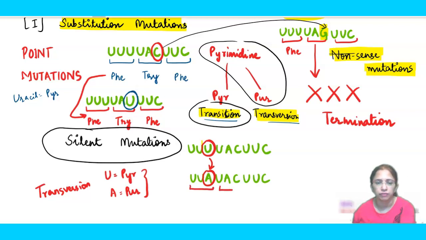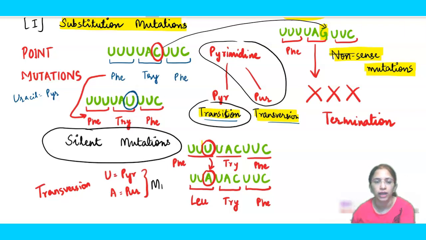See here, first of all we will again make the triplets. Here the first amino acid, in the earlier case it was phenylalanine, then it was tyrosine, then it was phenylalanine again. But here UUA codes for leucine, right? You can see that the first amino acid has been changed. Earlier it was phenylalanine, now it is leucine, right? So such type of mutations where amino acids are being changed, they are known as missense mutations.